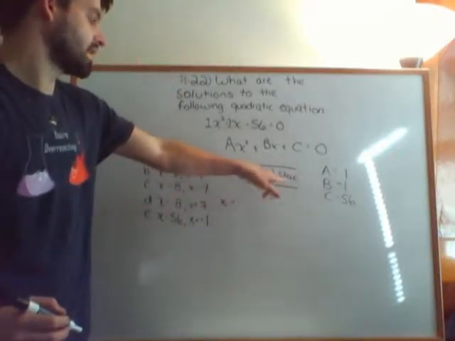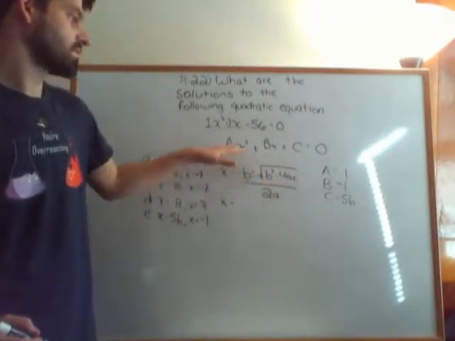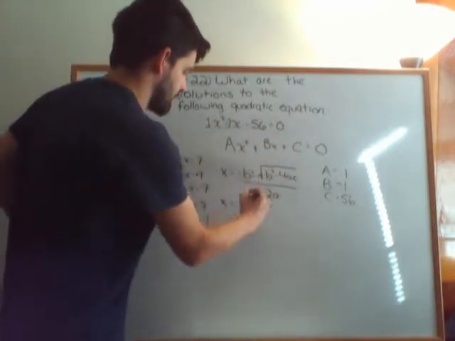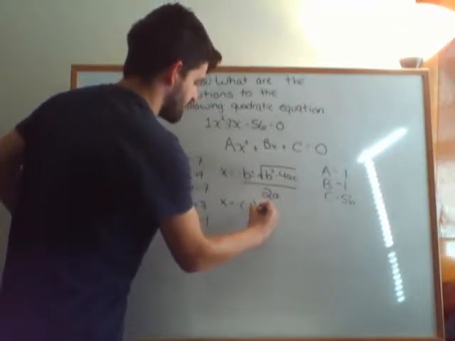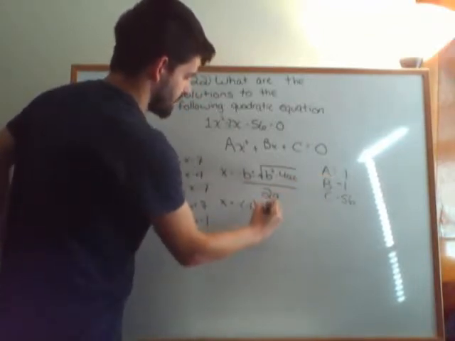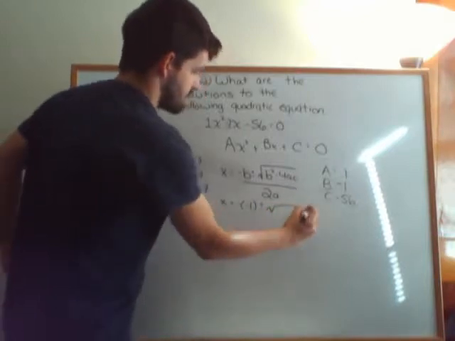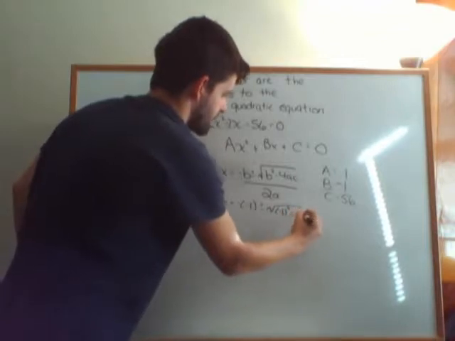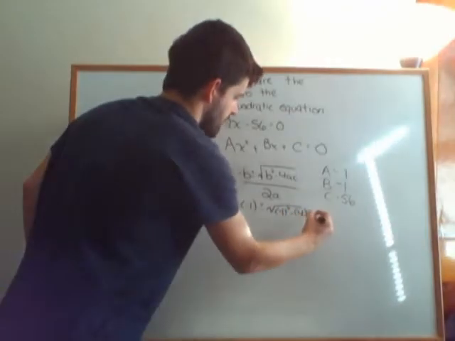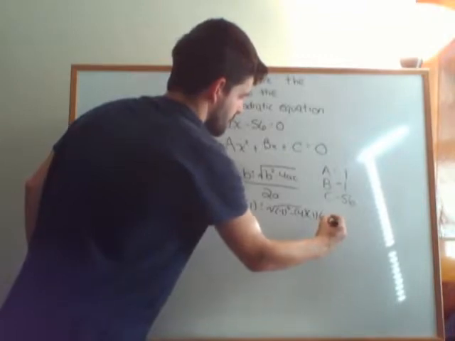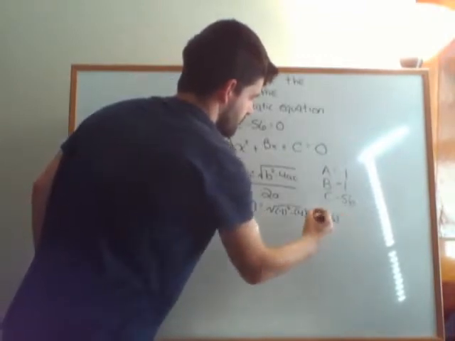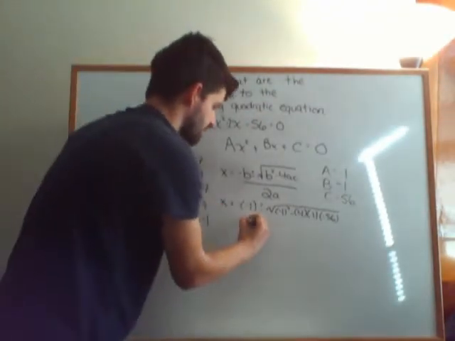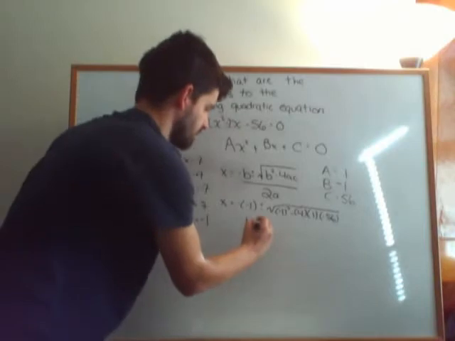Remember, a, b, and c here are just going to be corresponding to the coefficients of your quadratic equation. So this is going to be the negative of negative 1, b is negative 1, plus or minus the square root of negative 1 squared minus 4 times 1, a is 1, negative 56 is c. So we have negative of negative 1, which is going to be 1. I'm going to go ahead and start simplifying as we go.